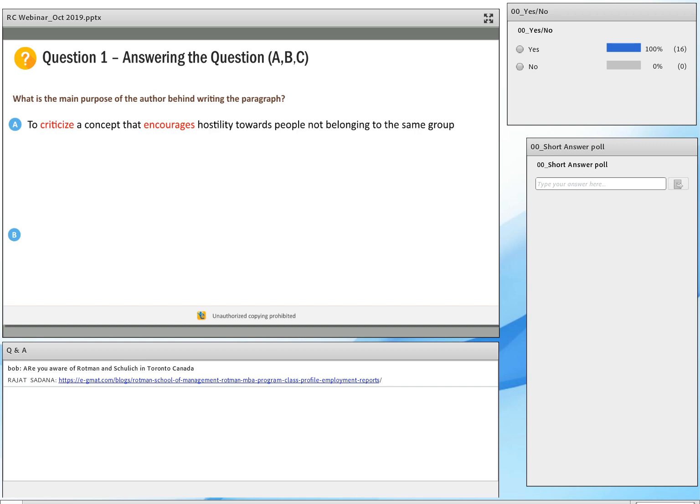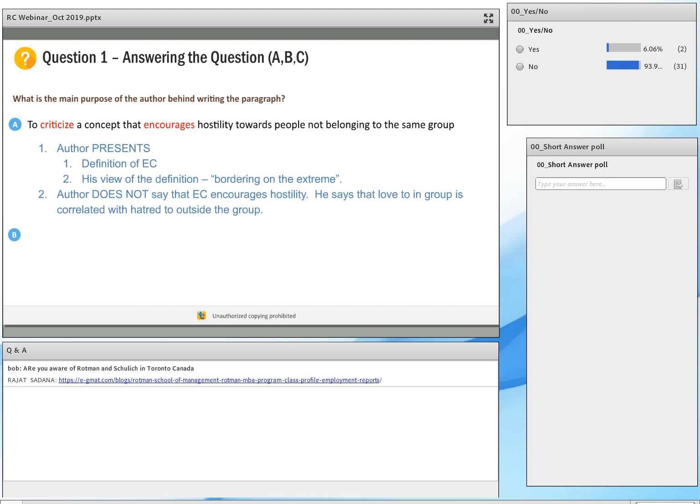To criticize a concept that encourages hostility, when we were reading the passage, was there any mention of criticism? When I summarized the passage, those 3 items that I saw, was there any criticism there? Not at all. Right? So I don't even need to go back to the passage to confirm whether there is any criticism or not. Now, yes, there were some negative words in the passage, but those words don't go towards criticizing EC in the first place. Yes, the author says that the definition is exaggerated, but he's not saying that EC is exaggerated, right? So that's another thing which you have to understand. What is exaggerated? Right? So choice A is rejected.